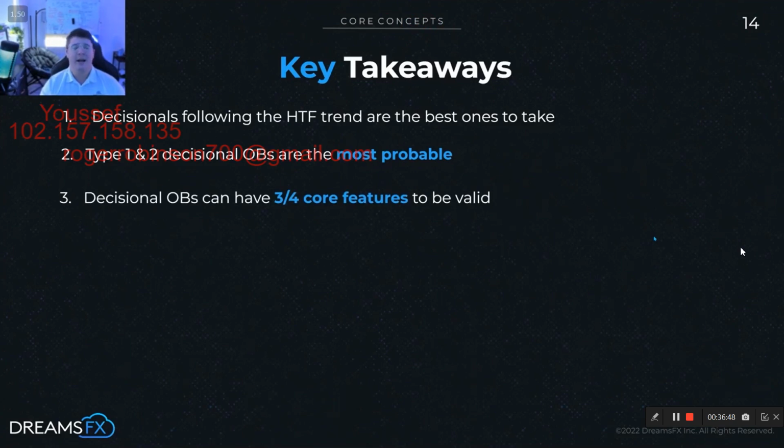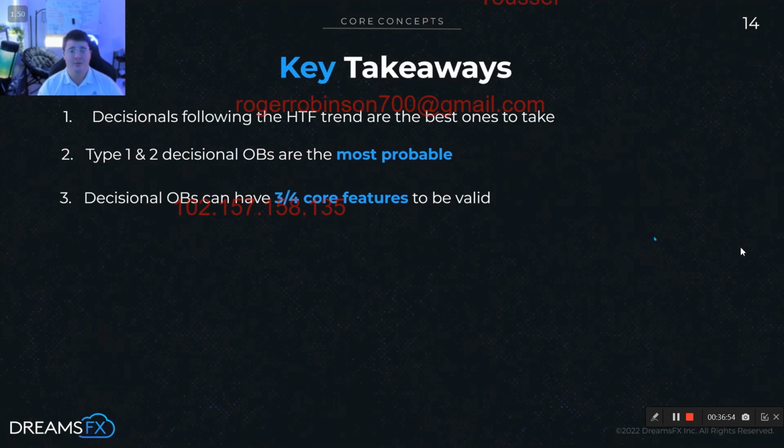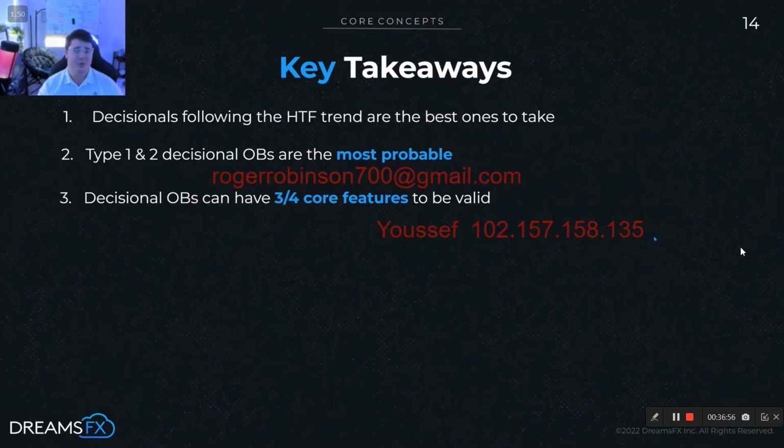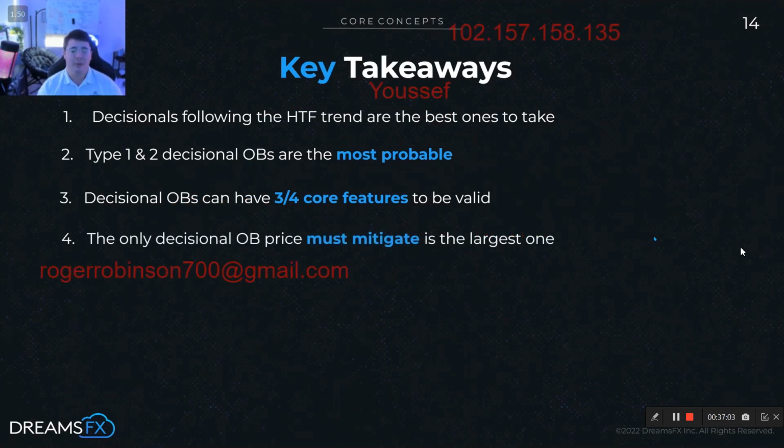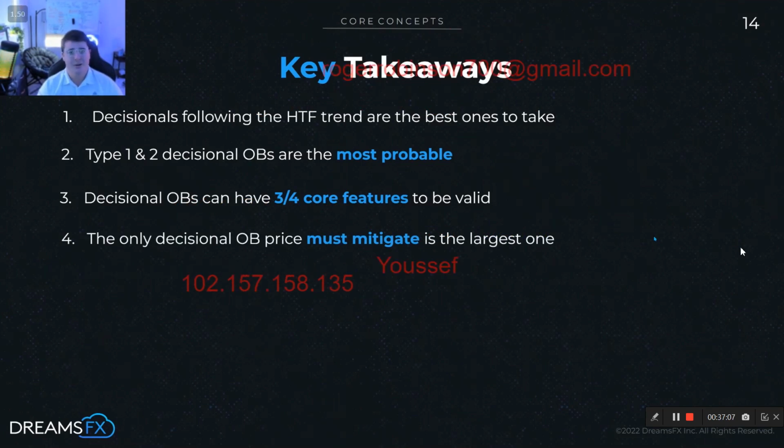Decisional order blocks can have 3 out of the 4 core features to be valid. The only one that they do not need to have is the liquidity sweep. Order blocks themselves for decisionals do not need to sweep liquidity. However, extreme order blocks must always take out liquidity. The only decisional order block price must mitigate is the largest one. Embed this in your brain because no one else will teach you. The only order block that will ever need to be mitigated is the largest one.